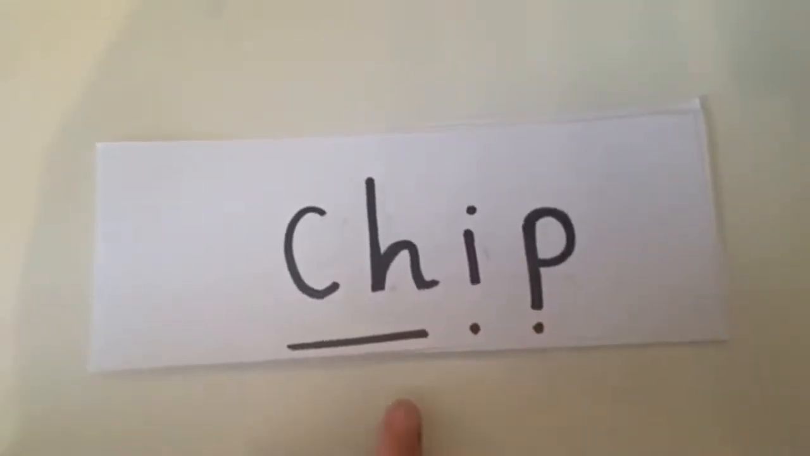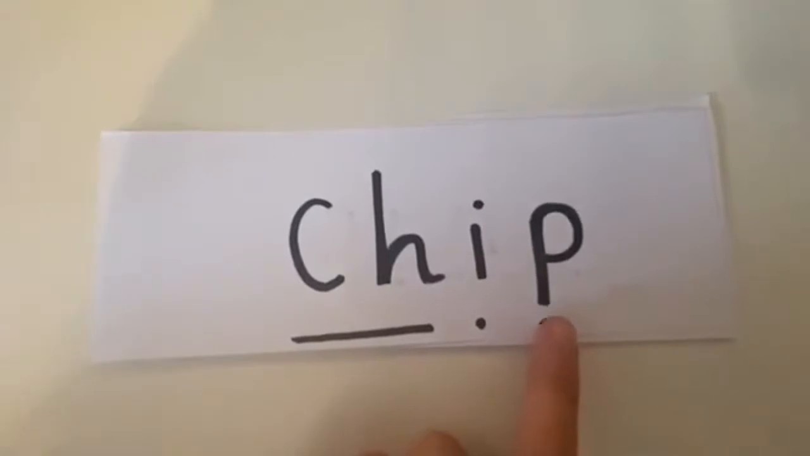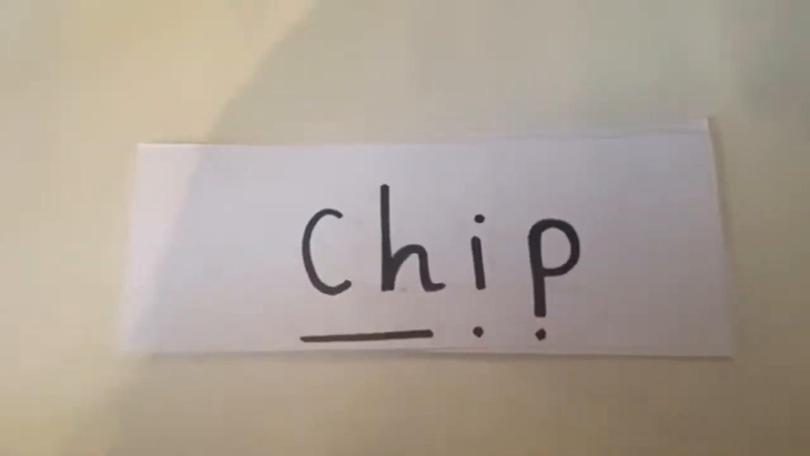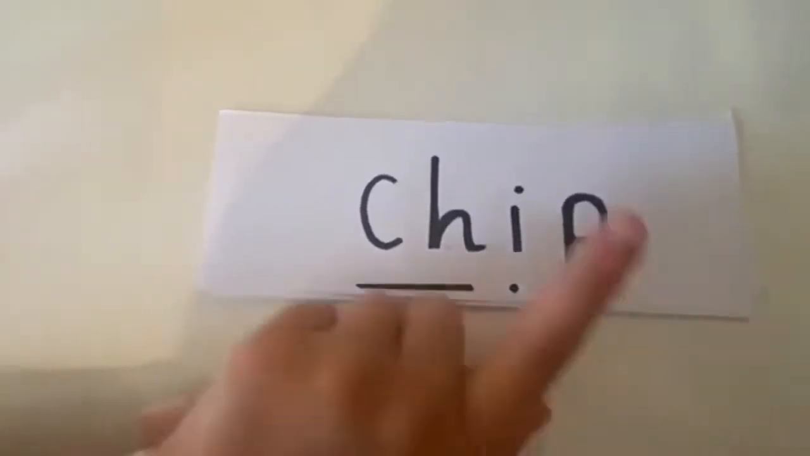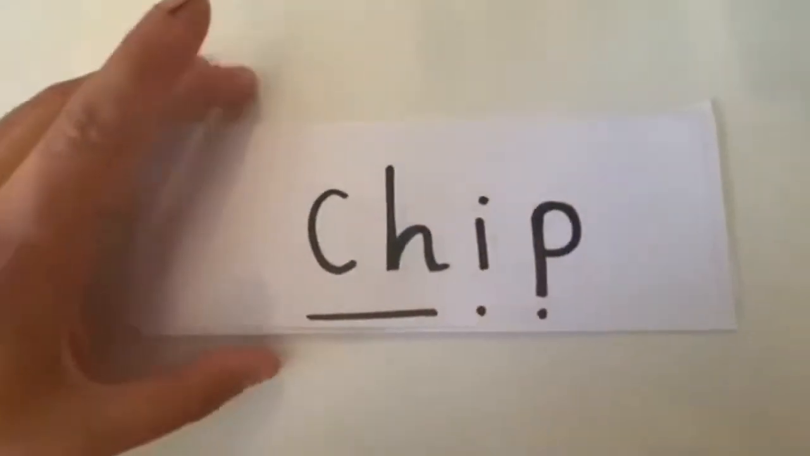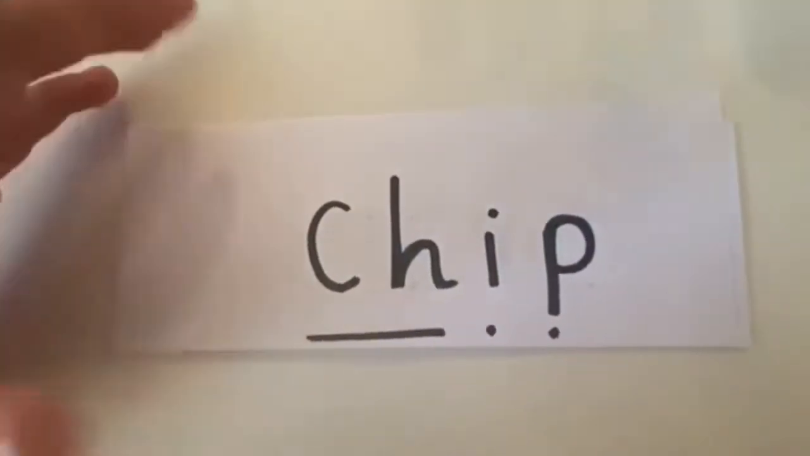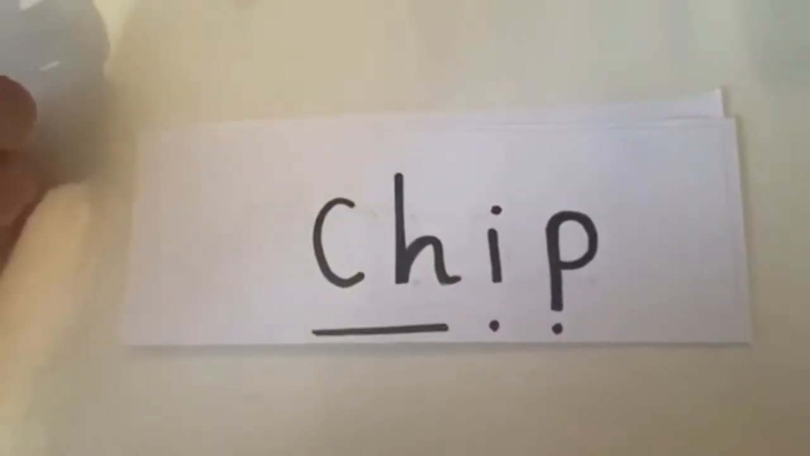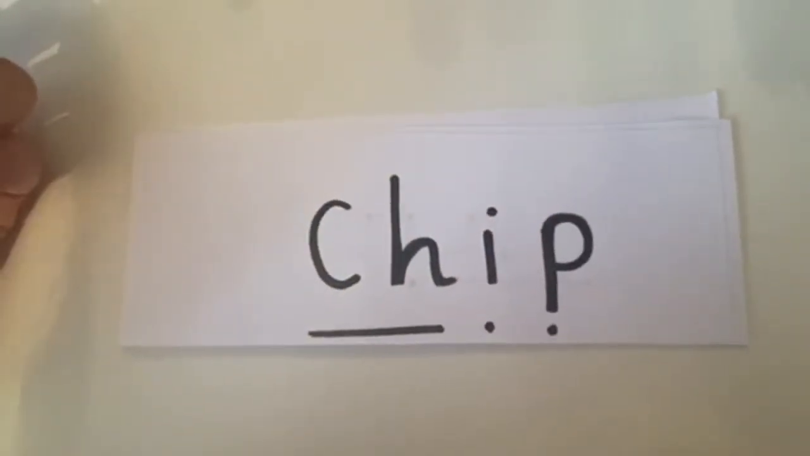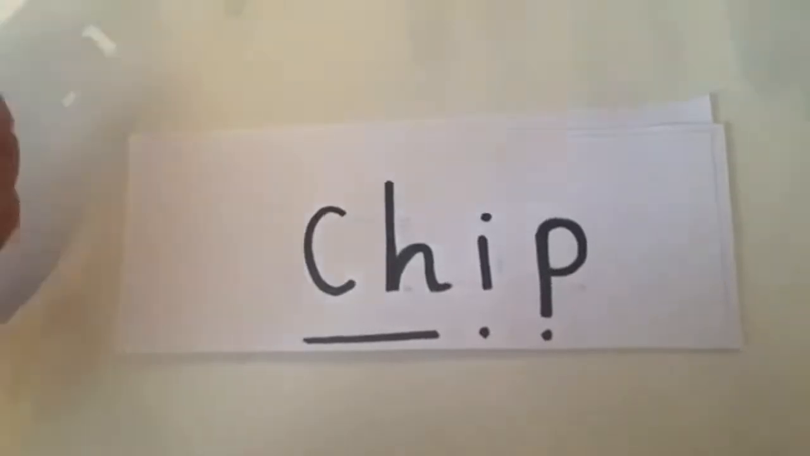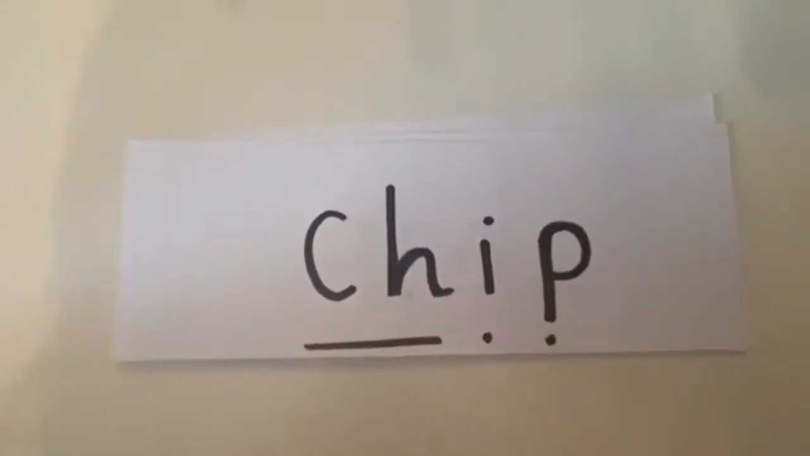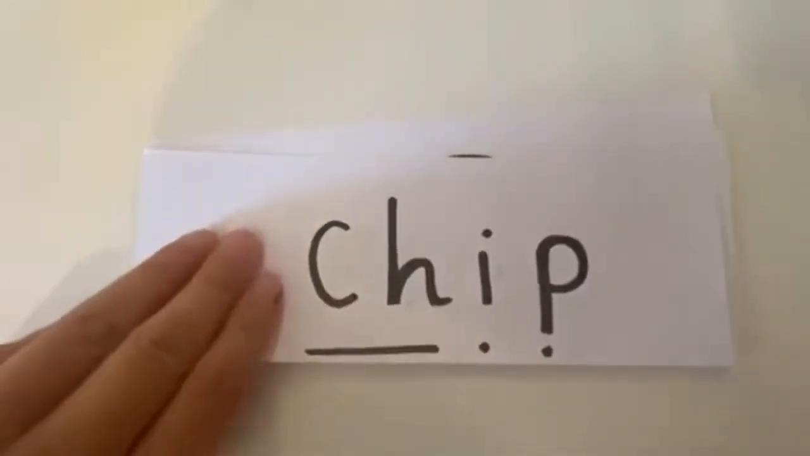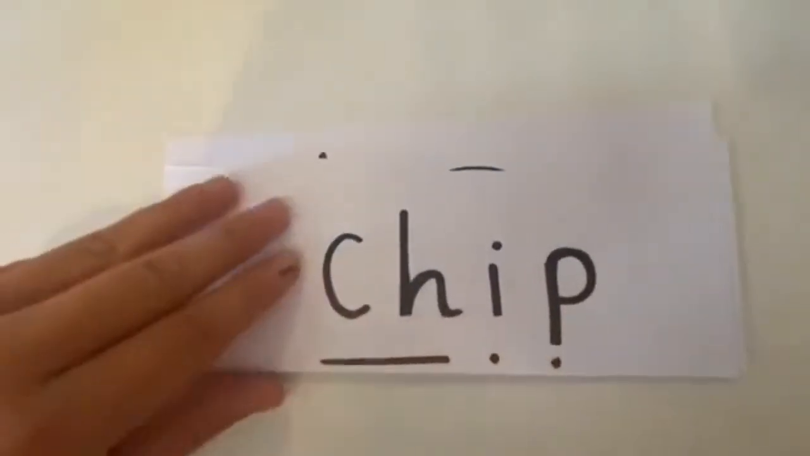So the children would go ch, ip, chip. So there would be three sounds there in total. 1, 2, 3, even though there are 4 letters. And we actually call that usually Fred fingers. So if I ever say, how many Fred fingers can we see, or can we hear? It would be a case of counting how many sounds there are in the word. So ch, ip, chip.